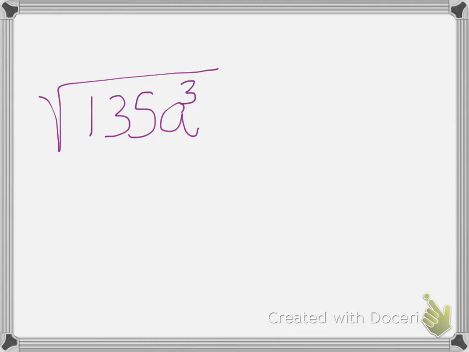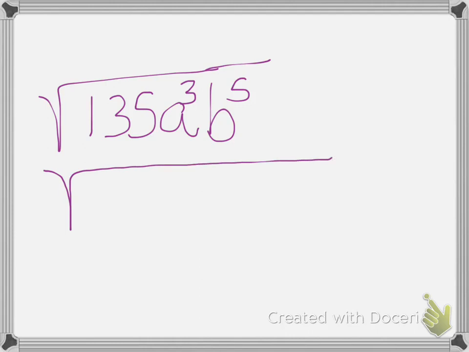Let's see, we also did it with variables. So like square root of 135, a cubed, b to the 5th. So if I broke that down, what times what makes 135? 5 goes into that. 27 times 5 and 27. Neither one of those are perfect squares. 27 breaks down to 9 times 3. So 9 is a perfect square.